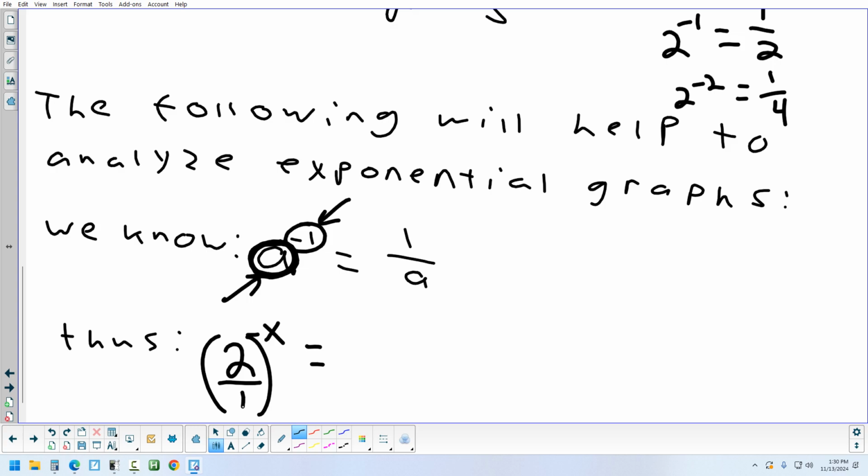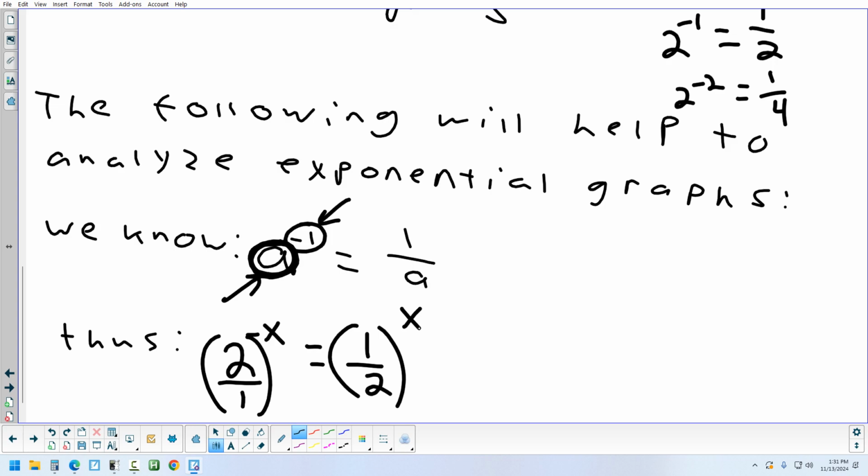Same thing. Take your base and flip it. So what do you get when you flip your base? 1 over 2. And what happened to this negative exponent when we rewrote it? It became a positive. So would it be 1/2 and then a positive x at the top?